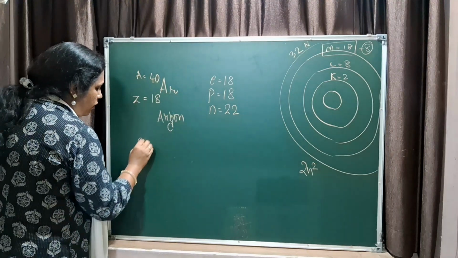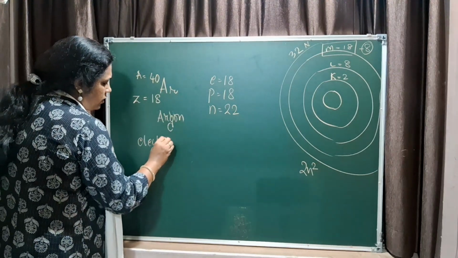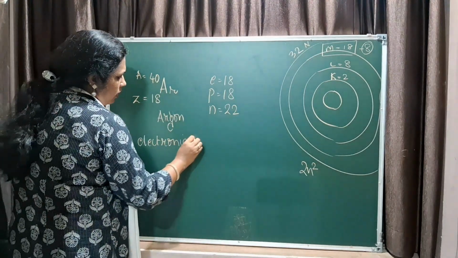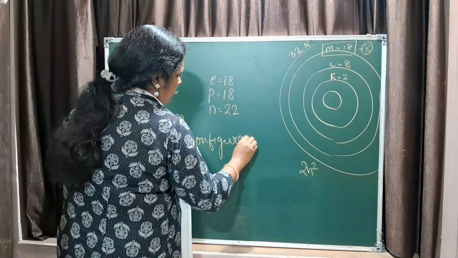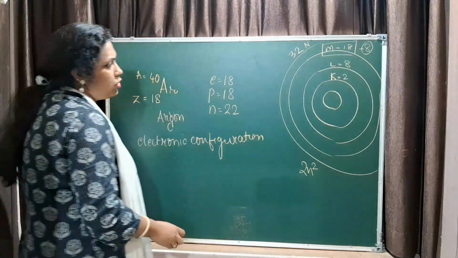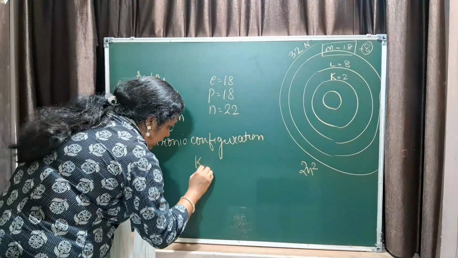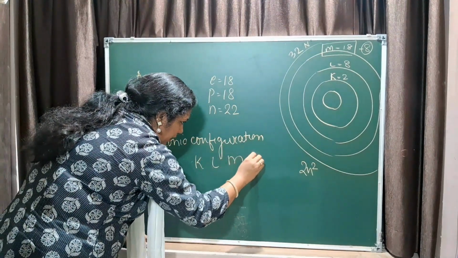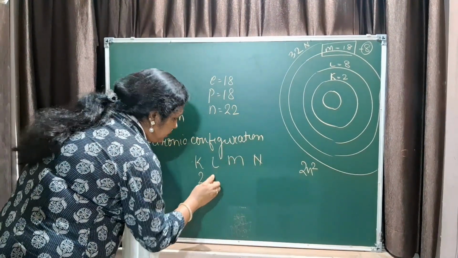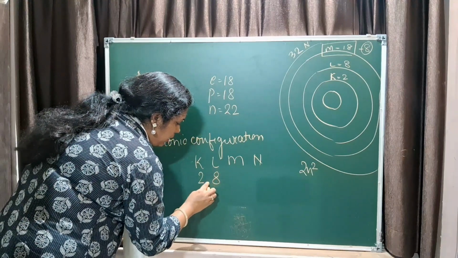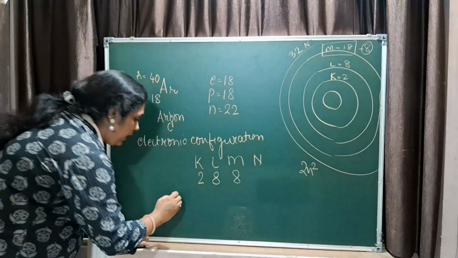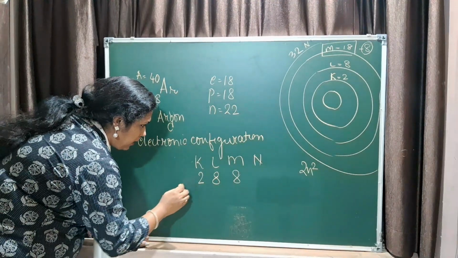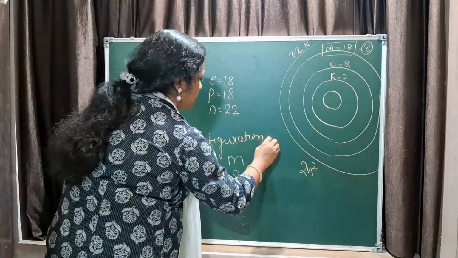So when you talk about the electronic configuration, you know that K shell can accommodate only 2 electrons. So K, L, M, N. 2 in K, then L can accommodate 8, 8 plus 2, 10, M has got 8. That is the electronic configuration of argon. What is the electronic configuration?